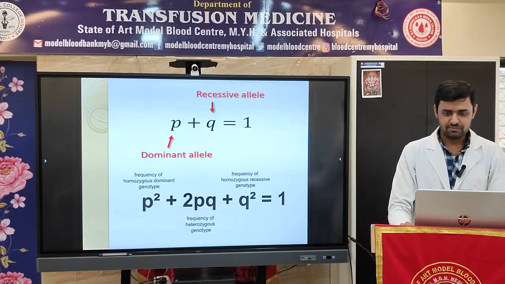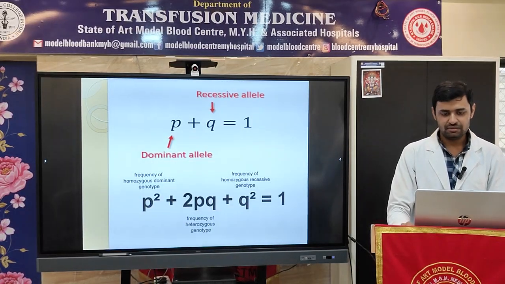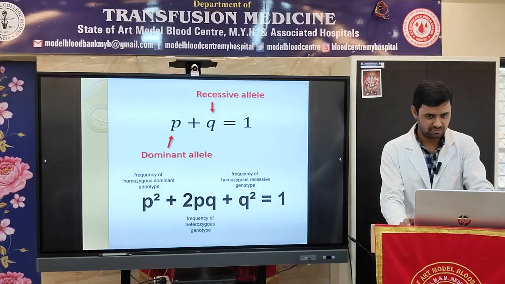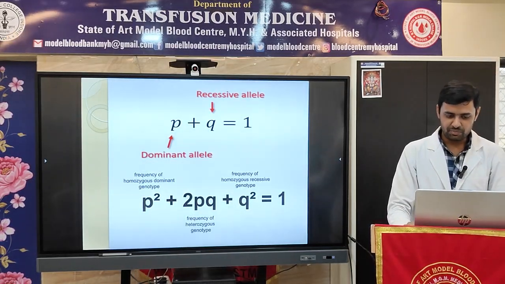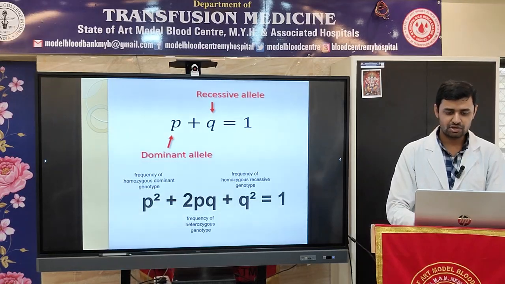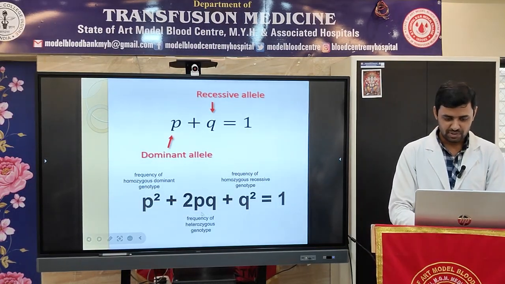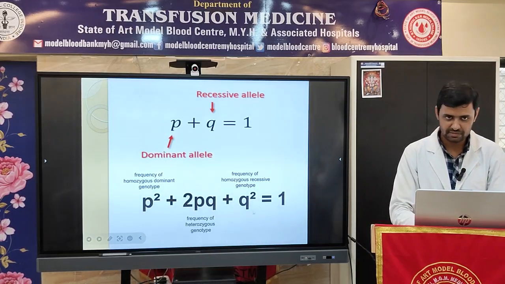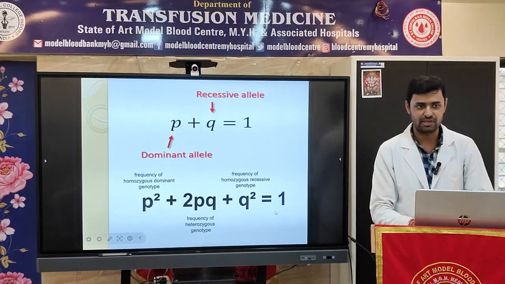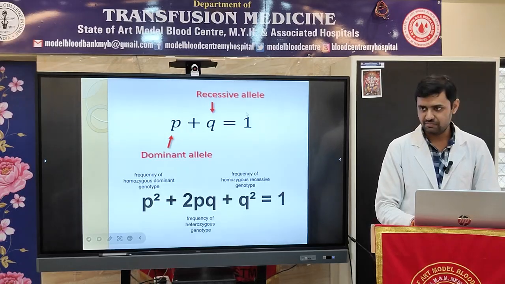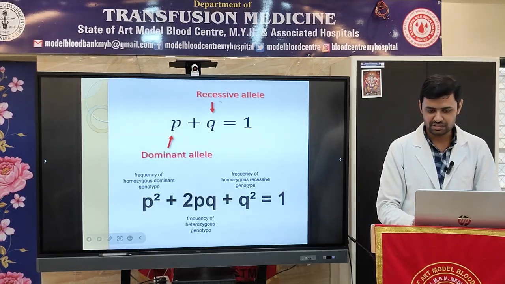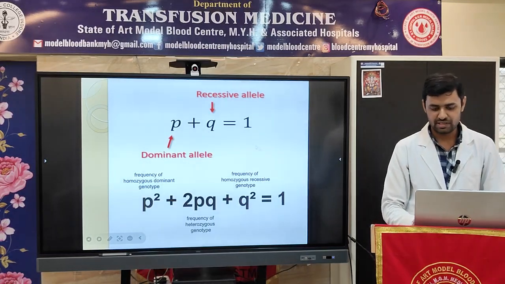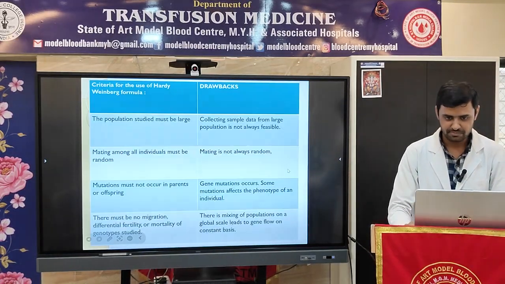Again, what I have said: p is the dominant allele, q is the recessive allele, and the sum is p plus q equals 1. For genotypes, the frequency of the homozygous dominant genotype is p square, the frequency of the heterozygous genotype is 2pq, and the frequency of the homozygous recessive genotype is q square, and that is equal to 1. So when we consider alleles, this formula is used, p plus q equals 1, and when we are considering genotypes, we use the p square, 2pq and q square formula.